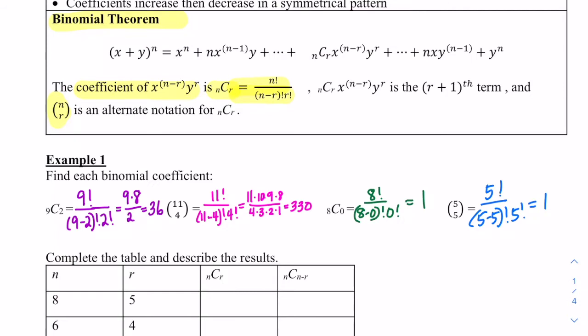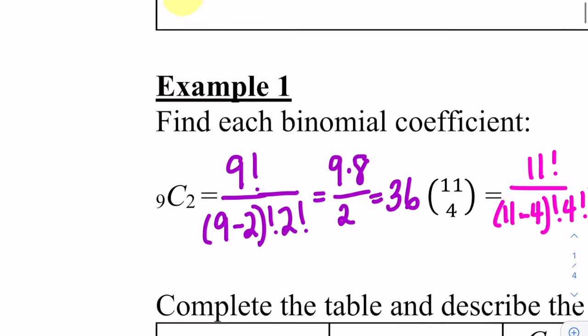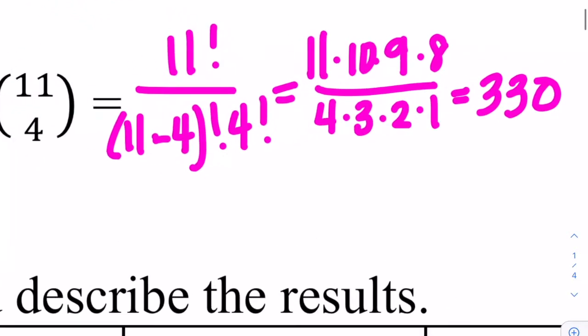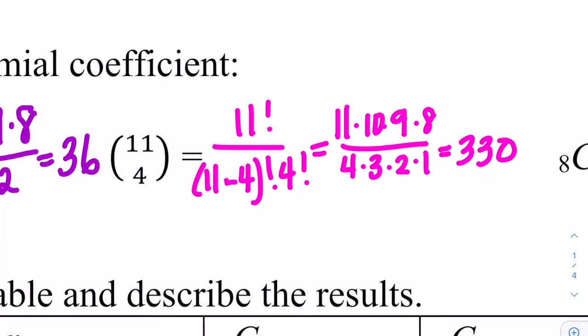Okay, let's check our answers. 9 choose 2 would be 9 factorial over 9 minus 2 factorial times 2 factorial. We notice that 9 times 8 would be left in the numerator because it's 7 factorial in the denominator. So 9 times 8 divided by 2, 72 divided by 2 is 36. Now let's go to 11 choose 4. So we have 11 factorial over 11 minus 4 factorial times 4 factorial. Again, 7 factorial is in the denominator. We cancel the 7 factorial in the numerator, and we'd be left with 330.